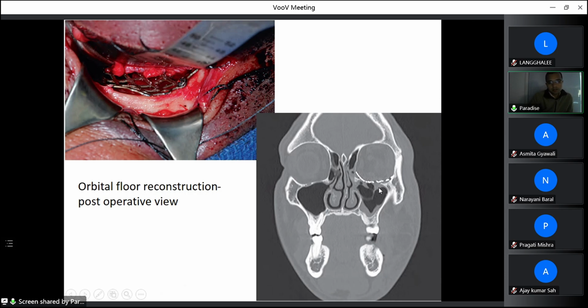And this is the post-operative CT scan. You can see this is the orbital mesh. Okay. The inferior rectus muscle, which was entrapped, has been released, and orbital floor reconstruction was done. And there is also the medial extension. This is the medial extension. The medial wall was also fractured. It is a post-operative CT scan of the same patient.